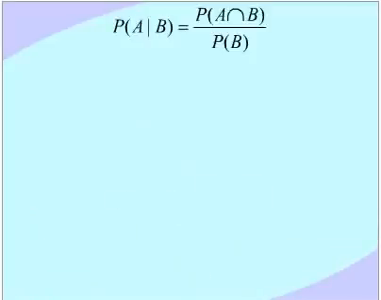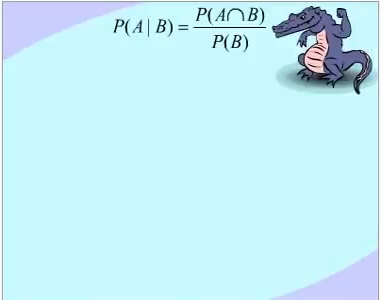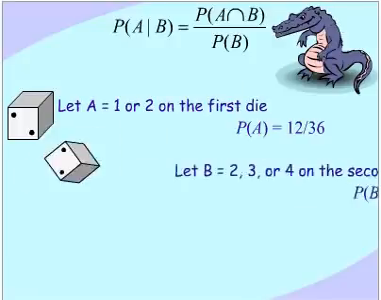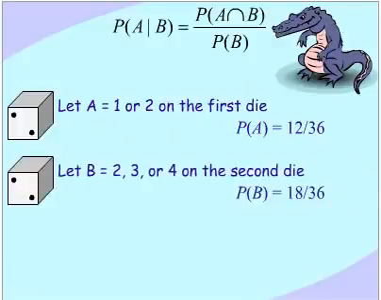Let's look at an example and see how this formula works. Roll 2 dice. Let event A be roll a 1 or a 2 on the first die. Using a sample space for 2 dice, we know that 12 out of the 36 possibilities will have a 1 or 2 on the first die. So the probability of A is 12 out of 36. Let B equal 2, 3, or 4 on the second die. The probability of B is 18/36. The probability of A ∩ B is 6/36.